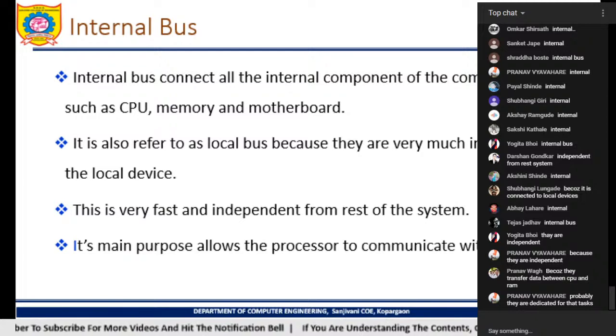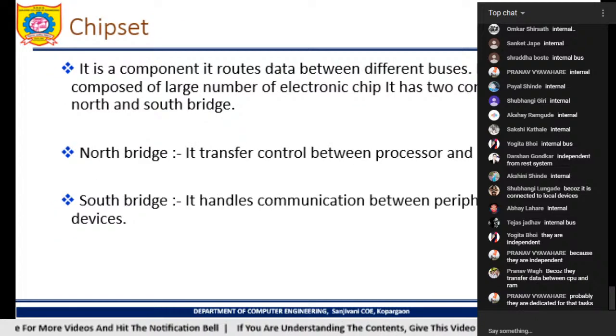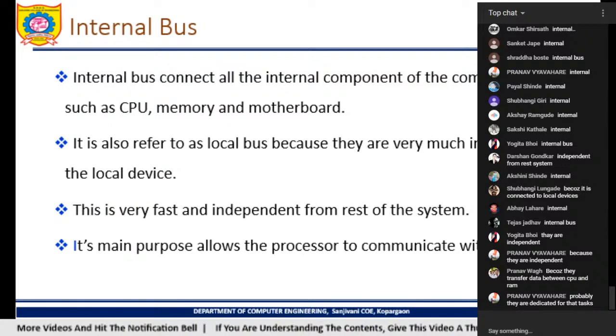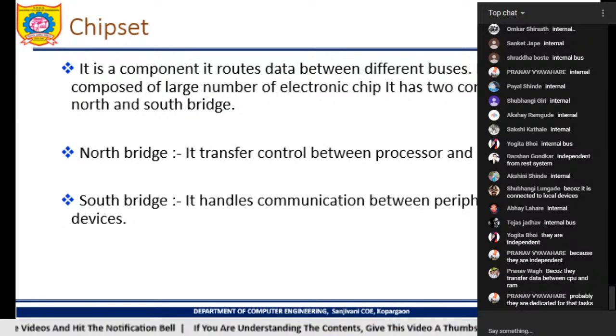Now, good answers are coming up, so we'll move to the next one. After the internal bus, we'll go for the chipset. I explained this in our previous assignment, assignment 1.1 or 1.2, that there is a chipset in our motherboard.